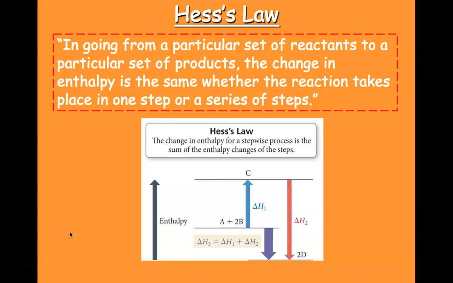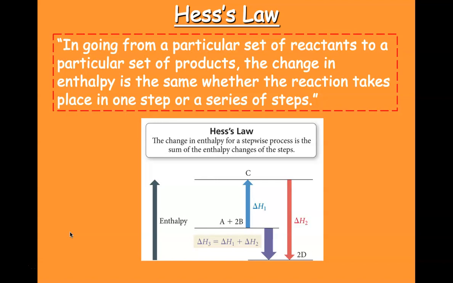So basically, Hess's law is pretty straightforward. In going from a particular set of reactants to a particular set of products, the change in enthalpy is the same whether the reaction takes place in one step or a series of steps. So it still has a beginning and an end. There's still an overall change in heat, which is a state function. However, if it happens, as I said, in a single step or a series of steps, all those individual steps have to ultimately add up to the change from beginning to end.